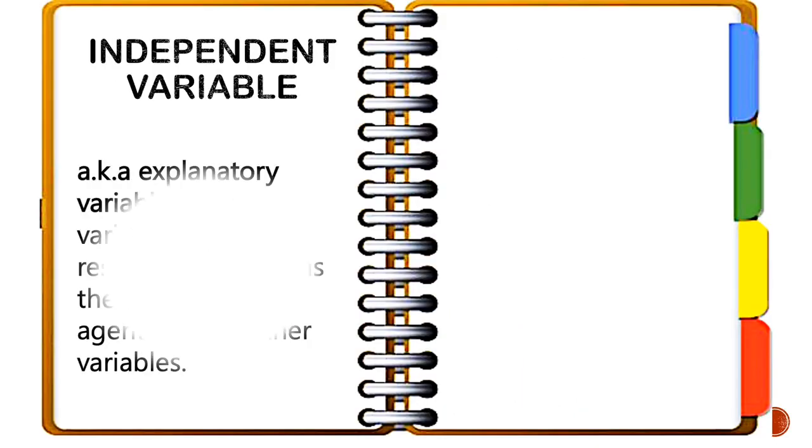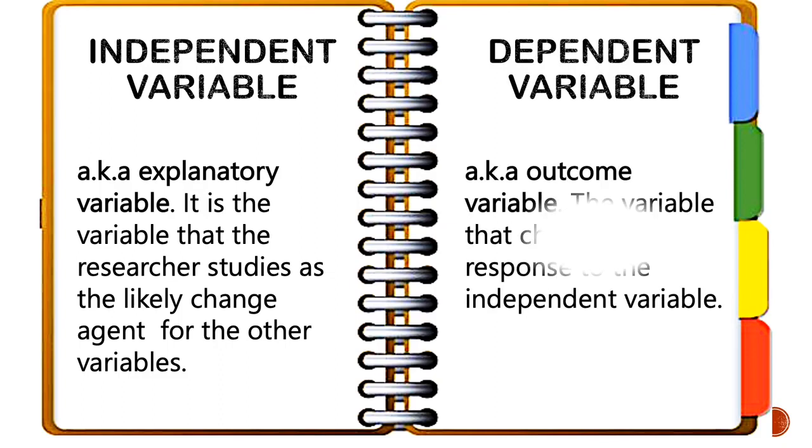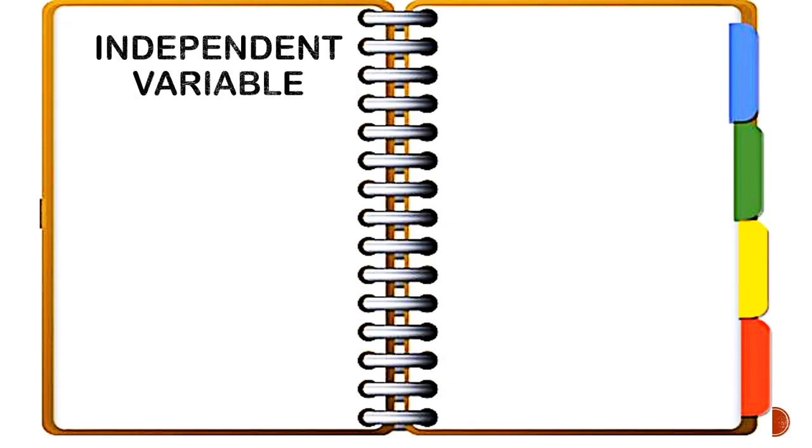An independent variable, also known as explanatory variable, is a variable that the researcher studies as the likely change agent for the other variables. While a dependent variable, also known as an outcome variable, is the variable that changes in response to the independent variable. In the conduct of quantitative research, the type of independent variable must be clearly and correctly identified.